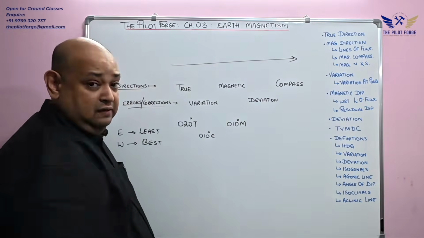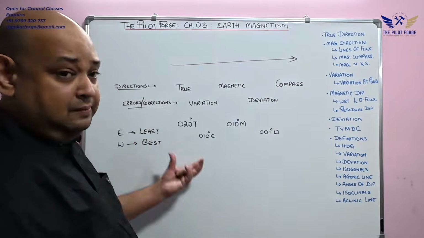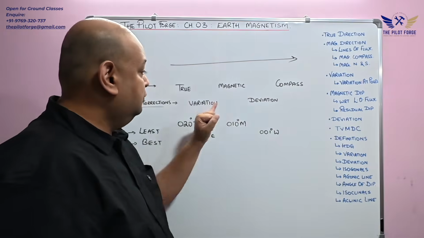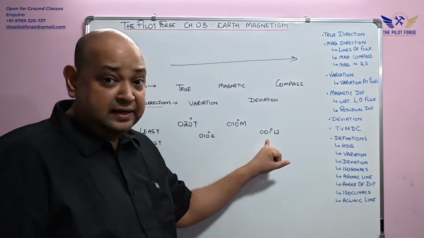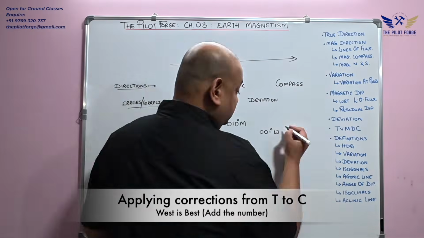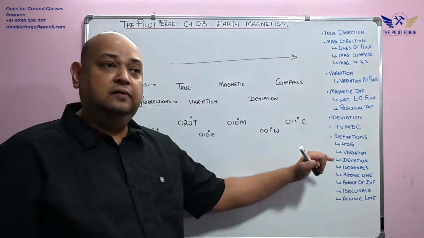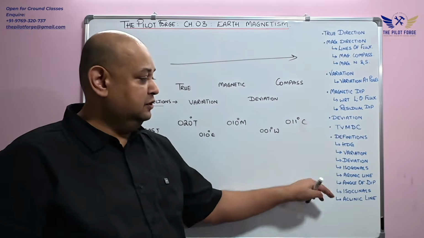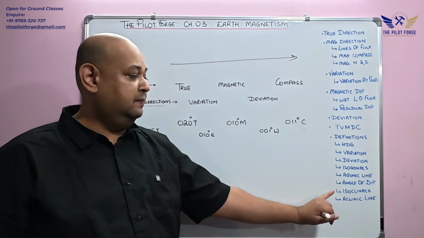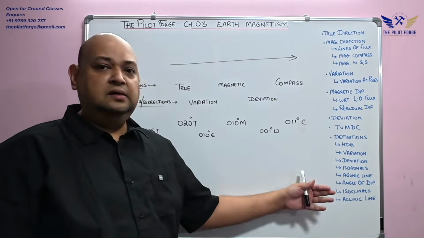If you have a deviation 001 degrees west, the same thing applies. Moving in this direction, so true to magnetic to compass, if you have a deviation of 001 degrees, if it is west, you add it. This gives you 011 degrees compass. Now, we finish off the chapter with the definitions: heading, variation, deviation, isogonals, agonic line, angle of dip, isoclinals and aclinic line. All these are in the description below.